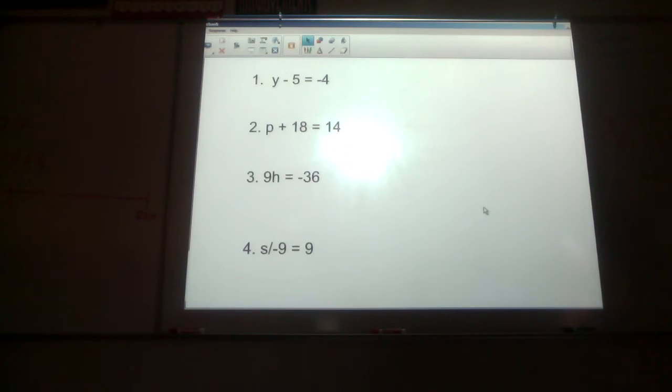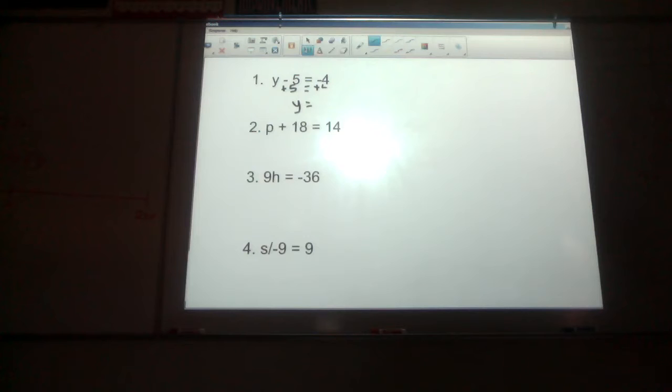So let's start with problem number 1. This problem says y subtract 5 is equal to -4. Now our goal in algebra is to get this variable right here all by itself. So we want to know, what does y equal? To get that by itself, we have to do the opposite thing it says. We're going to use the inverse of subtracting 5, which is add 5. And if we do that on one side of the equation, we have to do it to the other.